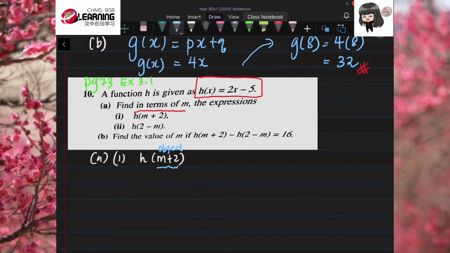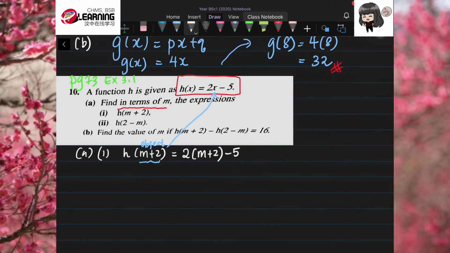Or your input is m plus 2. So we sub into the x. We sub in this m plus 2 into the x, and it will become 2. Your x now changes to m plus 2, bracket with bracket. Don't forget your bracket. Then minus 5.